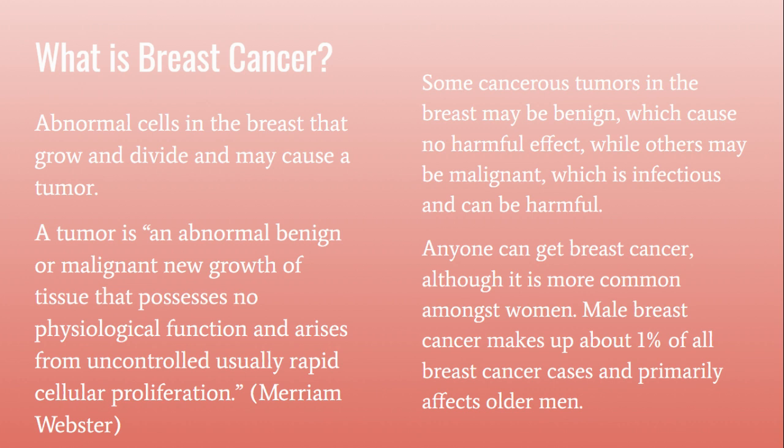What is breast cancer? So, breast cancer is abnormal cells in the breast that grow and divide and may cause a tumor. A tumor is, according to Merriam-Webster Dictionary, an abnormal, benign, or malignant new growth of tissue that possesses no physiological function and arises from uncontrolled, usually rapid cellular proliferation. So, back to what I had just said about cancer cells spreading, that is what will happen. And sometimes a tumor can be formed from those cells building up on each other.